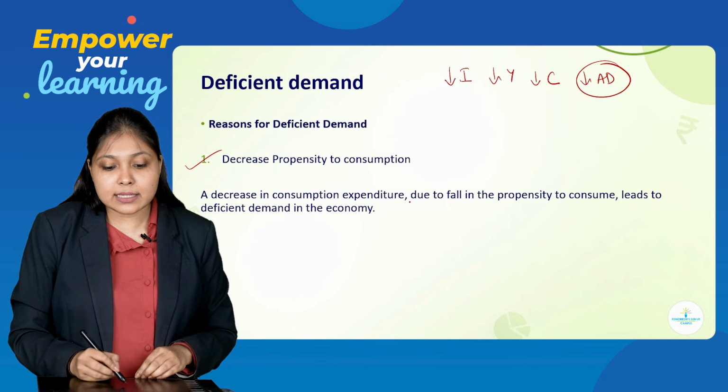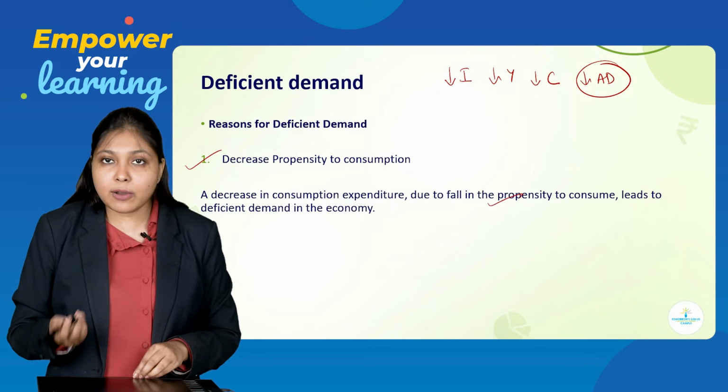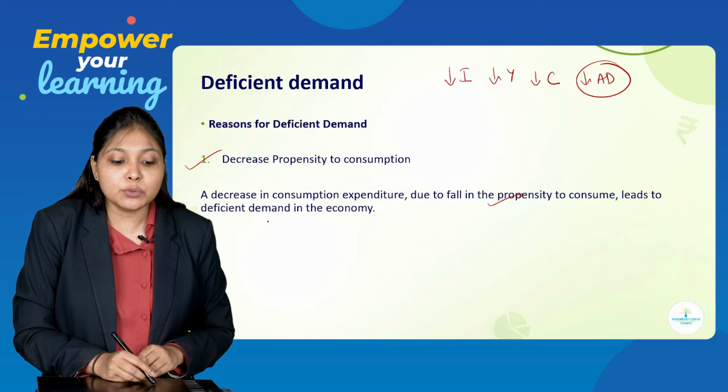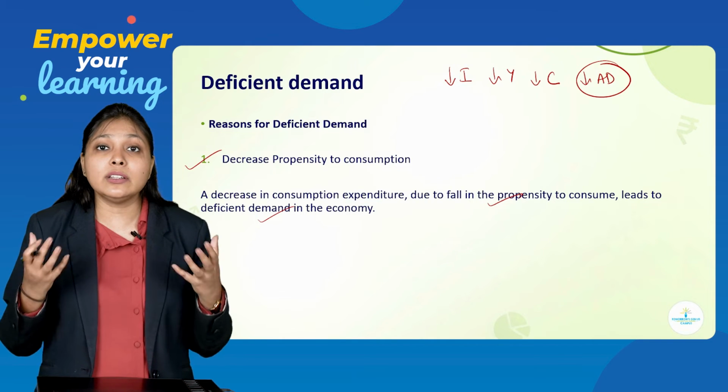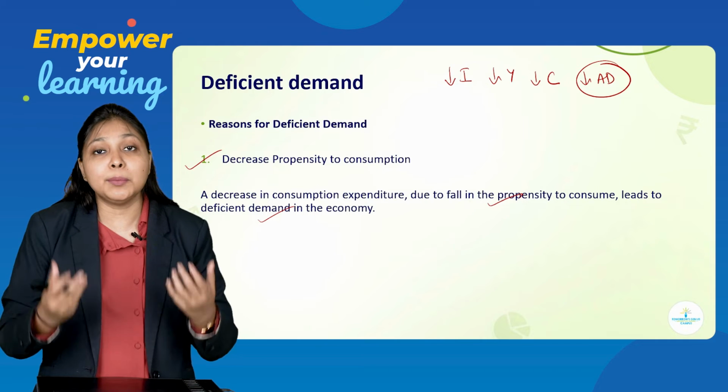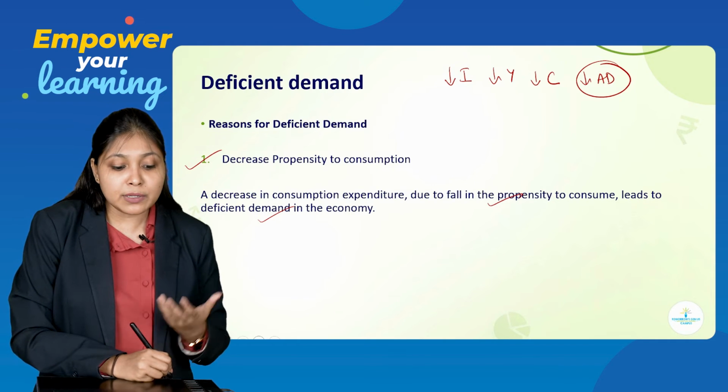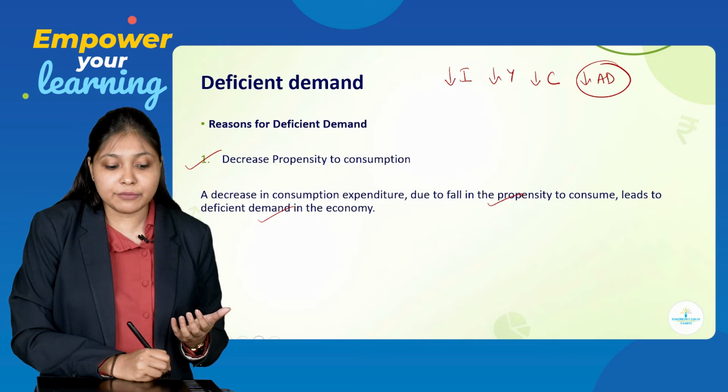So, a decrease in consumption expenditure due to fall in propensity to consume will lead to the deficient demand in the economy. People are not interested to consume or spend money in the economy, which will lead to the situation of deficient demand.